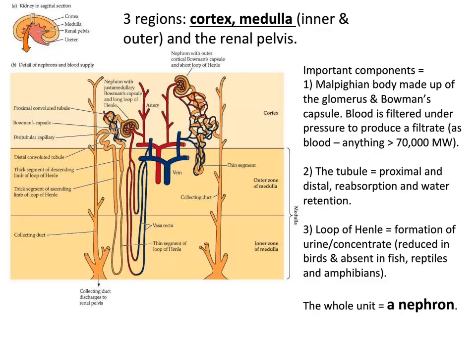Okay, here we have a cross section through a kidney, and we can see we've got an outer cortex and an inner medulla, and an outer zone of the medulla and an inner zone of the medulla. What we're actually interested in is the functional unit of a kidney, which is called a nephron.